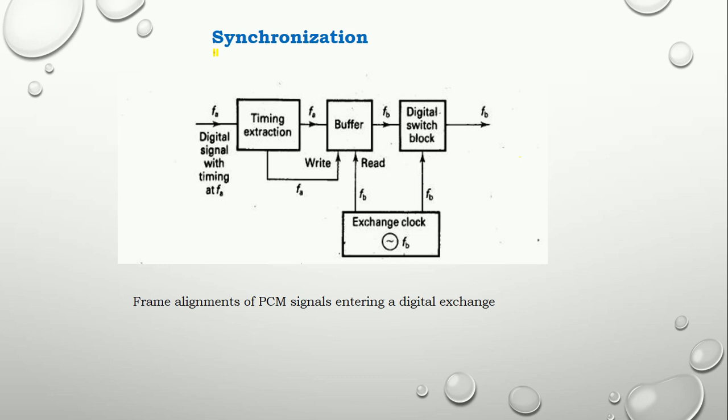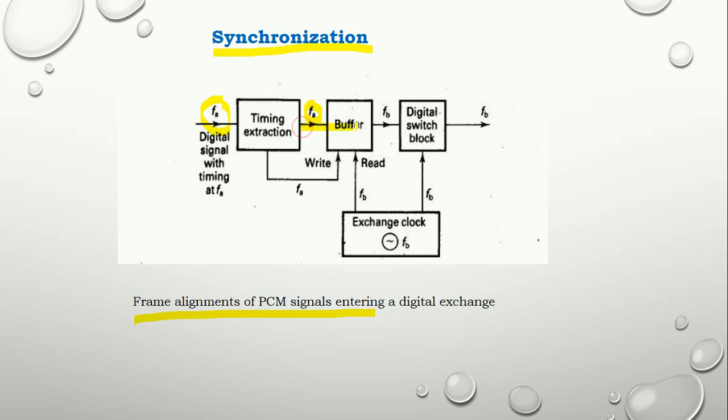Most expected question in your question paper is synchronization, that is frame alignment. Don't get confused between synchronization network and frame alignment. For synchronization, you need to write only frame alignment in the PCM signal. See, in the frame alignment, you'll be having the input frequency FA, and the output connected for timing extractions are two.